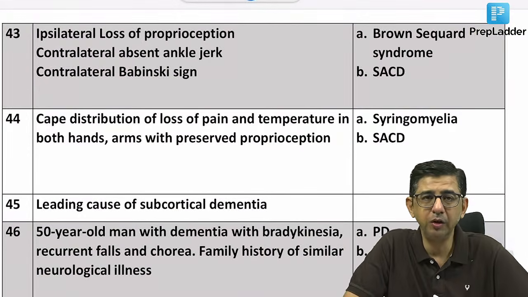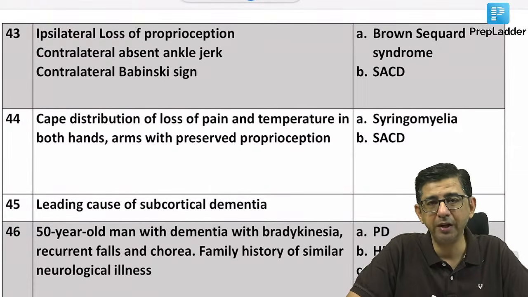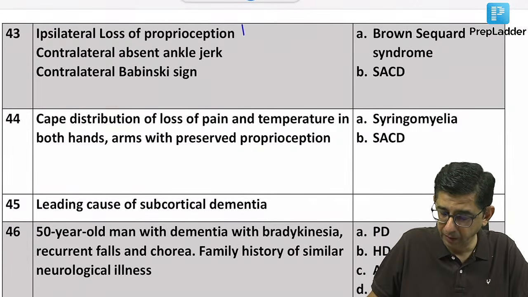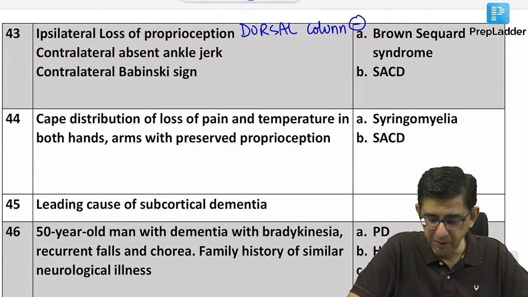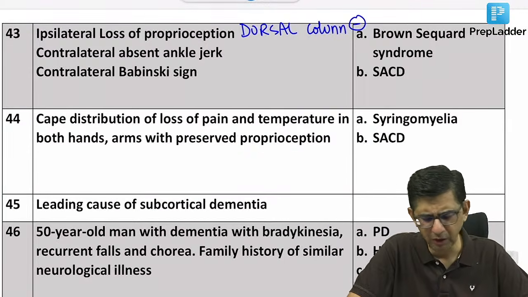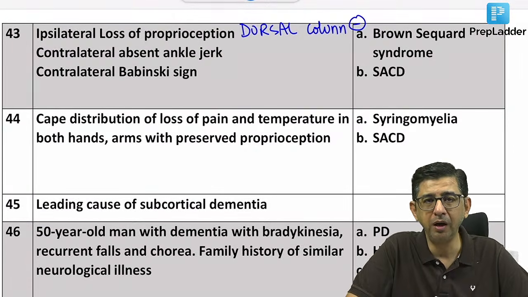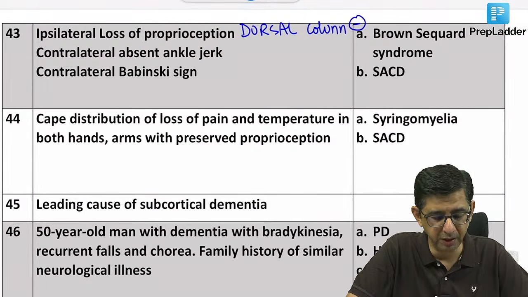The next question talks about ipsilateral loss of proprioception in a person. That tells me that the part that is affected is the dorsal column. Along with this, it is also saying that the person is having contralateral absence of the ankle jerk and a contralateral Babinski sign. So there are two things given: ipsilateral proprioception loss, a contralateral absent ankle jerk, and a contralateral Babinski sign.